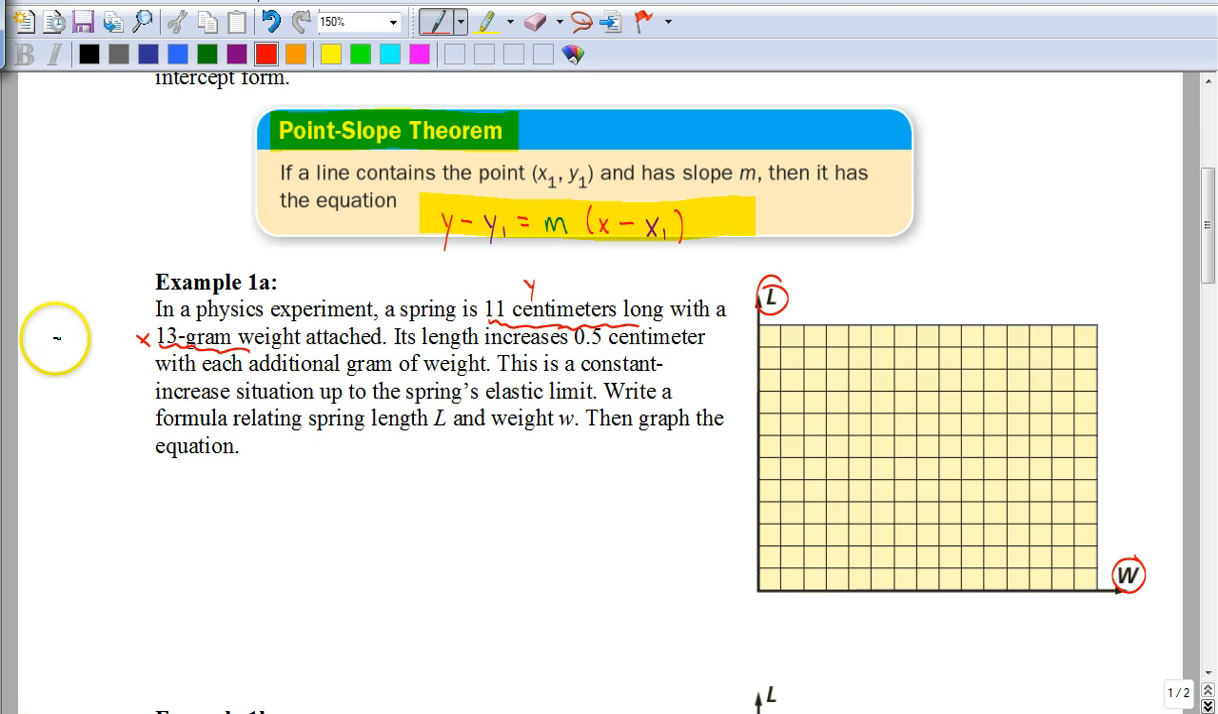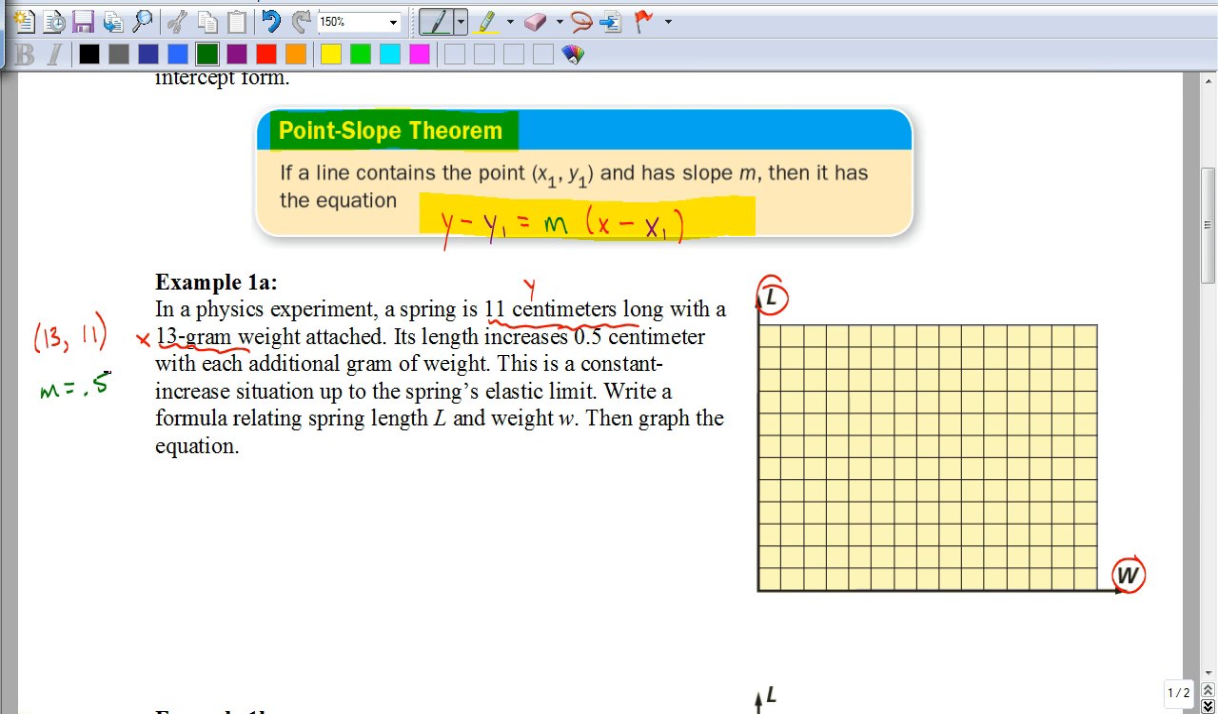x. So I write this as a coordinate (13, 11). So that's super important to make sure that you get the coordinate figured out properly. Now its length increases 0.5 centimeters with each additional gram of weight. So that tells me that your rate of change, which is your slope, is going to be 1/2.